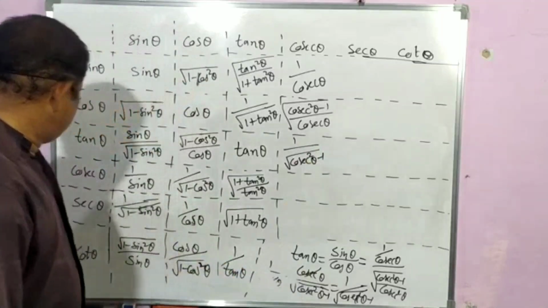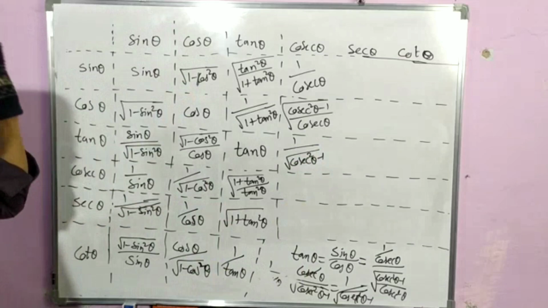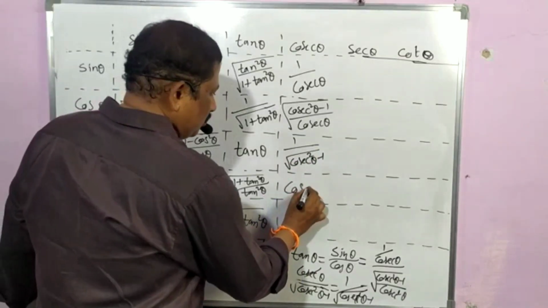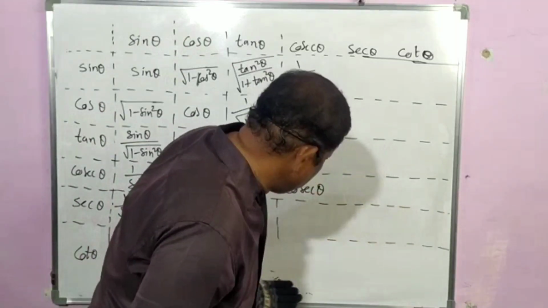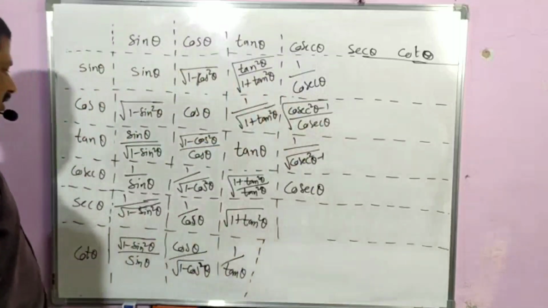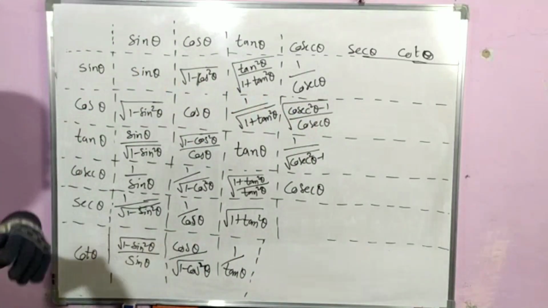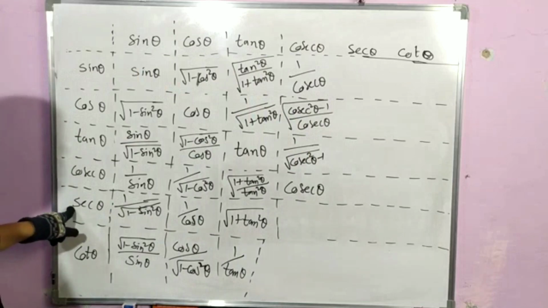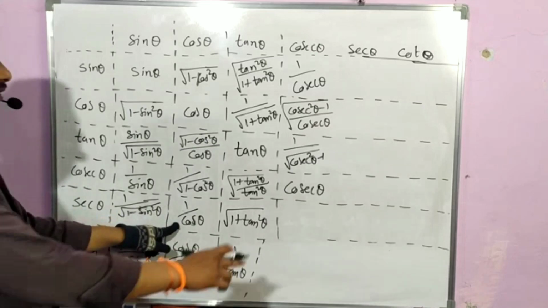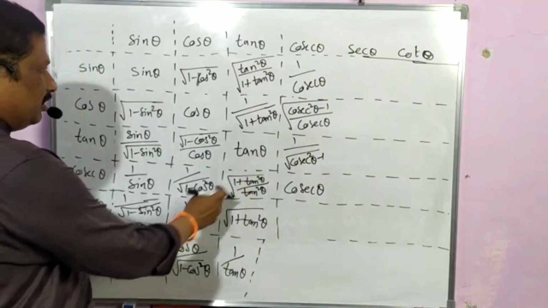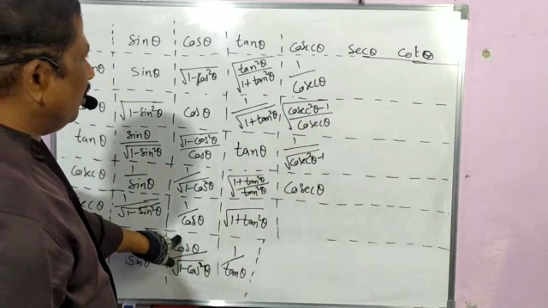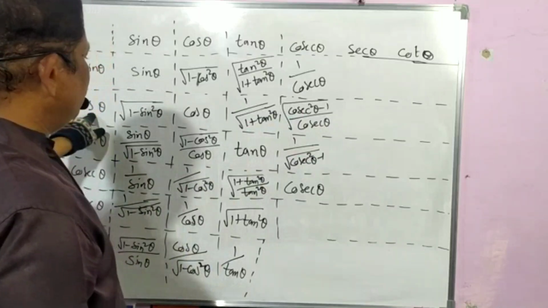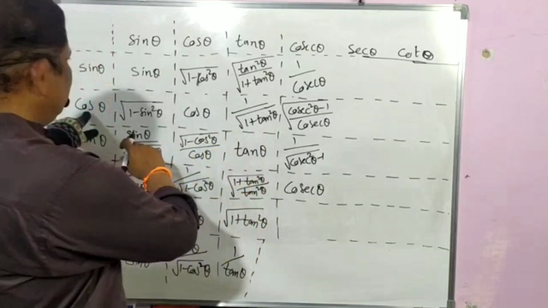Next, cosecant in terms of cosecant means we get the same thing, cosecant theta only. Next, secant in terms of cosecant. Secant can be written as 1 by cos. Cos is already written in the form of cosecant. So 1 by cos means you have to write the reciprocal of this one.